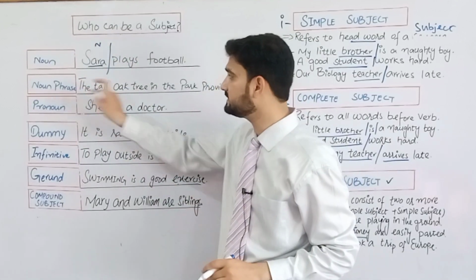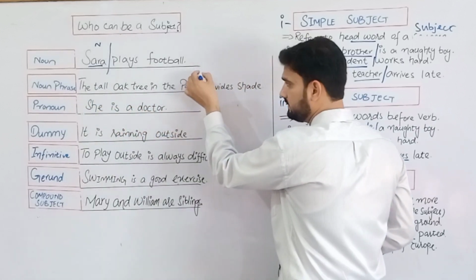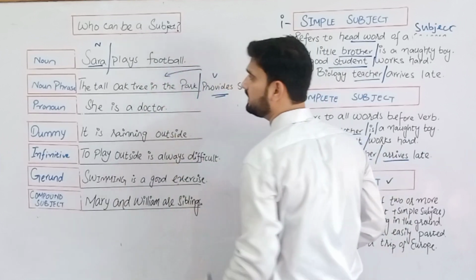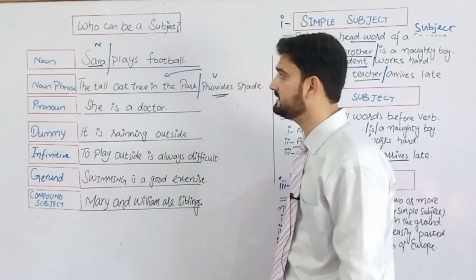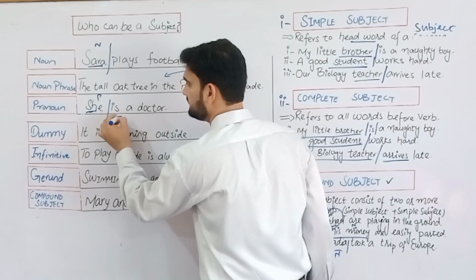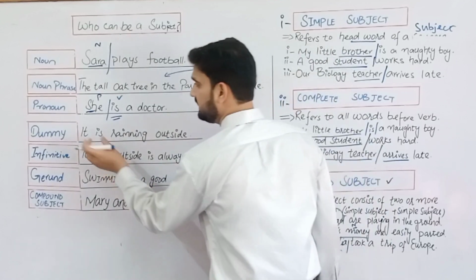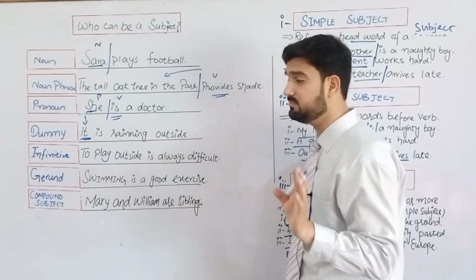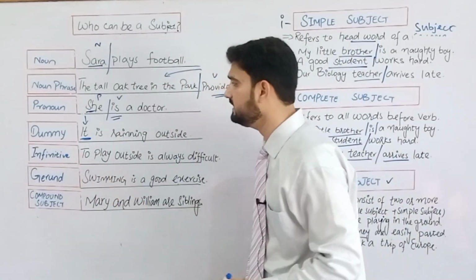What is a noun phrase? The tall oak tree in the park provides. Provides is the verb. So before that, all of it is known as a noun phrase. A noun phrase can act as a subject in any sentence. The pronoun she is a pronoun. Before is, which is a verb, it behaves like a subject in any sentence. Dummy words can also be used, for example, it can be used as a dummy subject: it is raining outside.